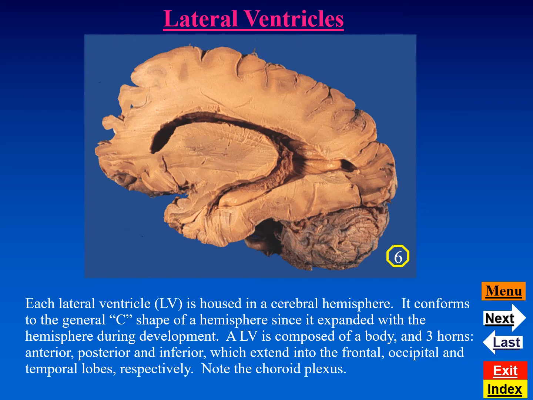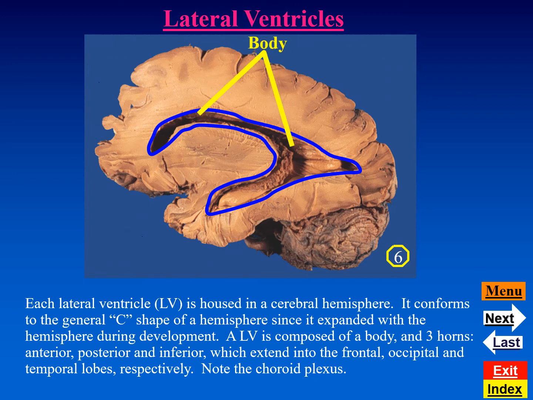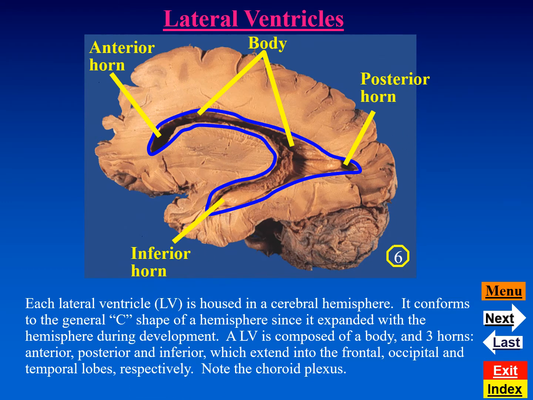We'll start out our study of the ventricular system with the lateral ventricles. Lateral ventricles are found one in each hemisphere. It's a C-shaped structure consisting of a body, an anterior horn, posterior horn, and inferior horn. In this specimen, we can see a spongy-like material contained in the ventricle, and that is the choroid plexus, the source of cerebrospinal fluid in the lateral ventricle.